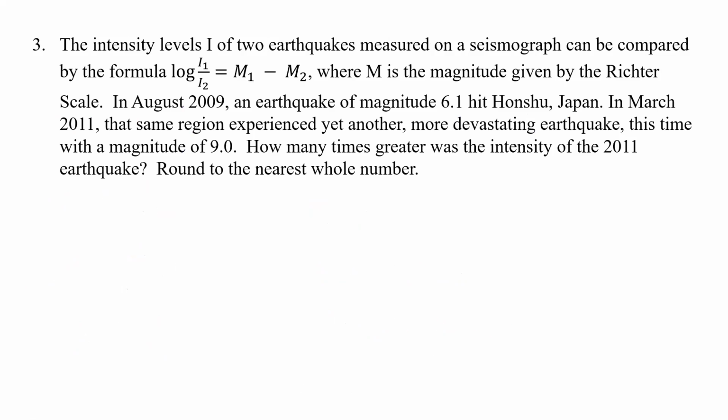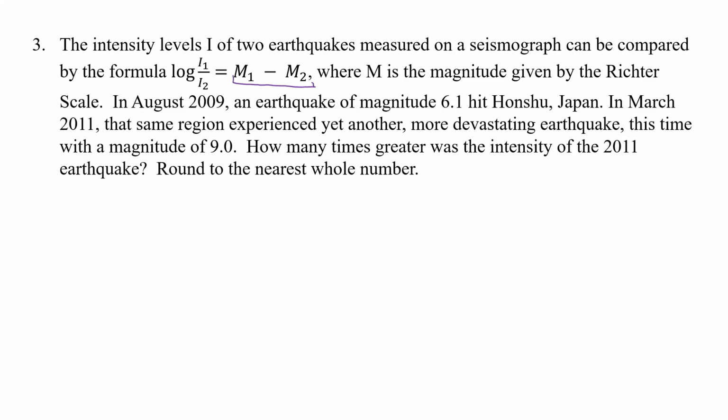So we're back to earthquakes again. It says the intensity levels I of two earthquakes measured on a seismograph can be compared by the formula log of I1 over I2 is equal to M1 minus M2, where M is the magnitude given by the Richter scale. So what we found before, we knew the difference, and that was what was that? The 3.9 or something like that, and we knew that was equal to that magnitude.